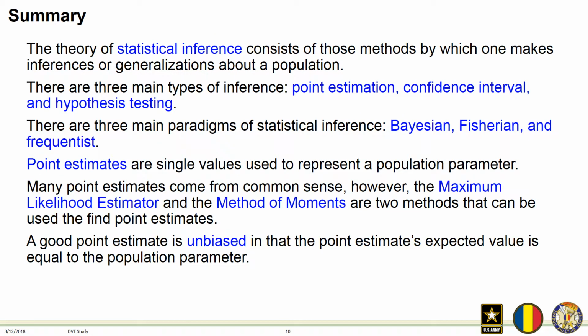So in summary, the theory of statistical inference consists of those methods by which one makes inferences. There are three main types of inference: the point estimation, the confidence interval, and the hypothesis testing, and three main paradigms for studying statistical inference: Bayesian, Fisherian, and frequentist. Point estimates are single values used to represent a population parameter, and many point estimates come from common sense. However, the maximum likelihood estimator and the method of moments give us two methods that we can use to find good point estimates. And a good point estimate is unbiased.